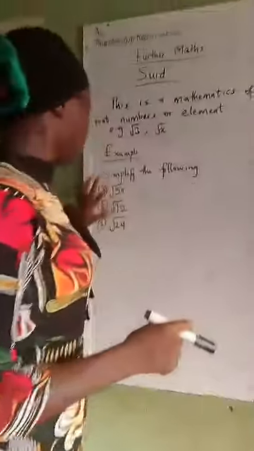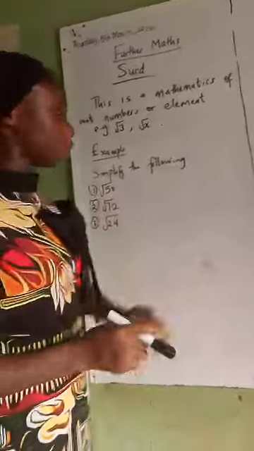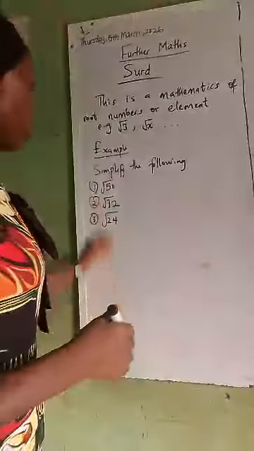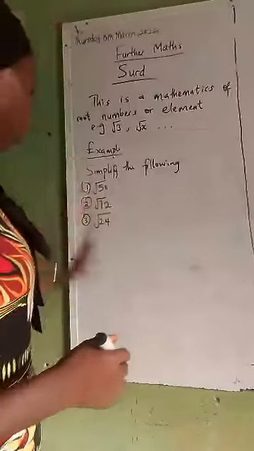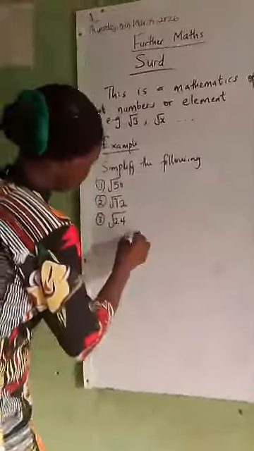So we have root 50, we have root 72, we have root 24. So let's start with root 50. We have to simplify each of the following. So the first one, solution.